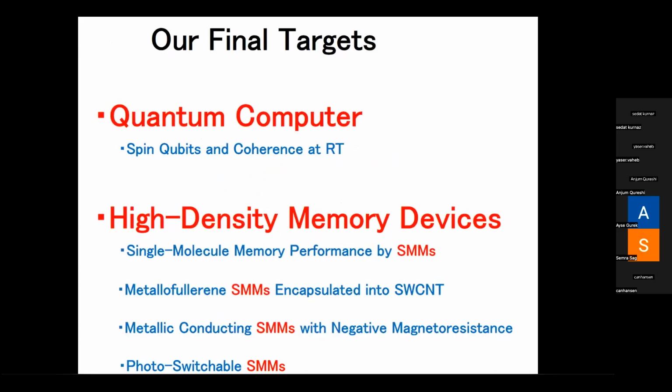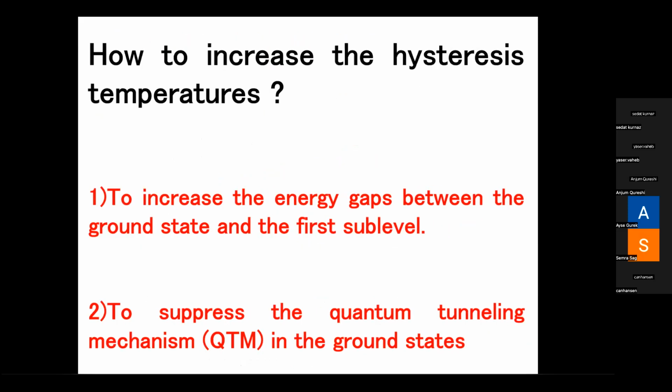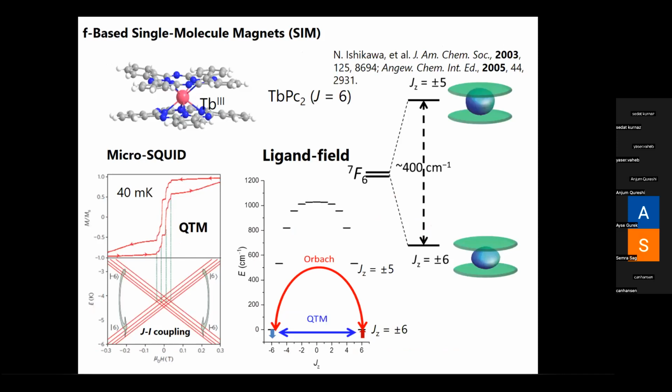So the second part, I focus on high density memory devices. So then we use a single molecule magnet to overcome Moore's limitation. The most important thing is how to increase the hysteresis temperature: to increase the energy gap between the ground state and the first sublevel, or to suppress the quantum tunneling mechanism, QTM, in the ground state. As I told you, if the potential barrier is very high, but quantum tunneling occurs at the ground state, the hysteresis temperature is very low, so we must suppress the quantum tunneling at the ground state.